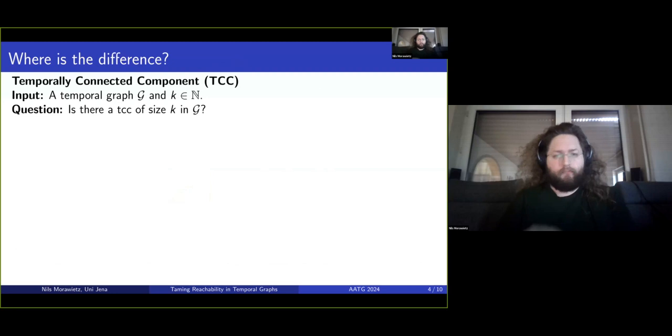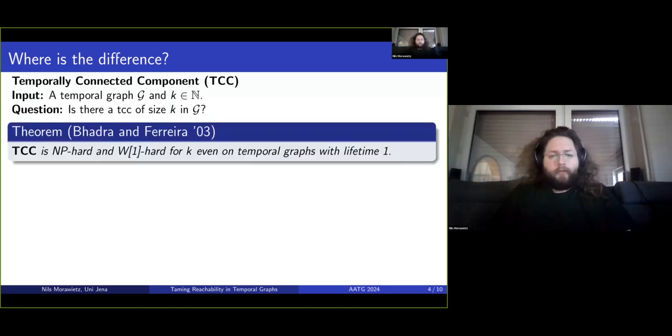And yeah, so the problem of finding temporally connected components is called TCC. We just want to know, for a given temporal graph and integer k, is there a temporally connected component of size at least k? As I mentioned, this is known to be NP-hard, and based on the relation to clique, W[1]-hard when parameterized by the size of the TCC, even on temporal graphs of lifetime 1. So it gets pretty difficult to solve even on very restricted temporal graphs.